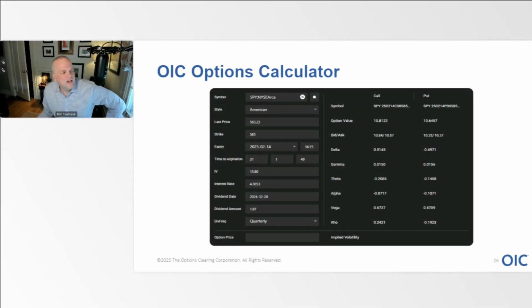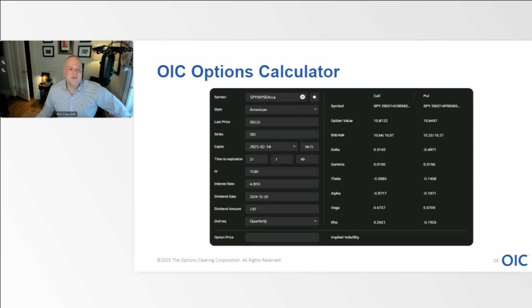What the calculator is going to look like, just in case you can't get in there and use it. But in this case, what I want you to look at is on the left-hand side, what we have generally is the symbol that you're going to put in. In this case, we're using SPY. The style of options, again, that's American or European style options.